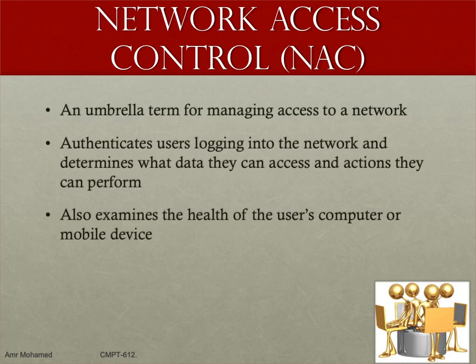So network access control here talks about the umbrella of managing access to a network. Here we're talking about physical access to the network. It authenticates users logging into the network and determines what data they can have access to. And data, for me, is a misleading word here because it's not actually data, it's actually parts of the network. Parts of the network can be identified by physical parts, in which case what kind of switch ports you have access to, or logical, what kind of subnets.